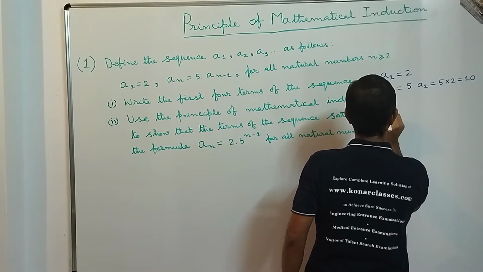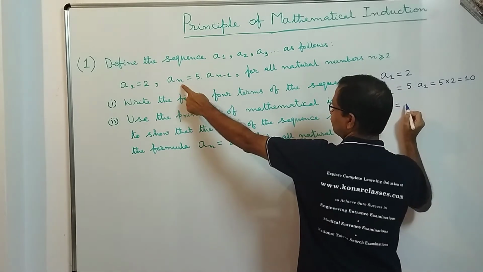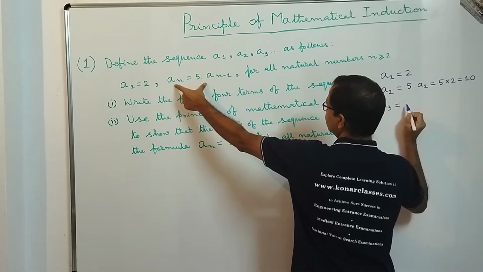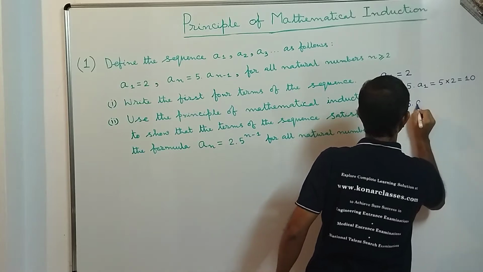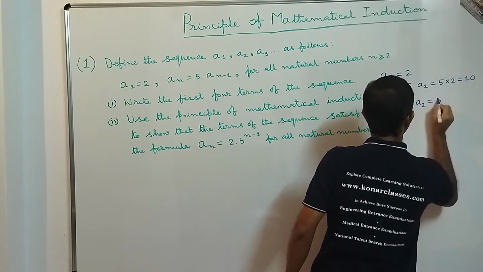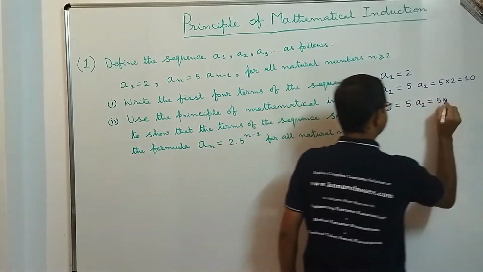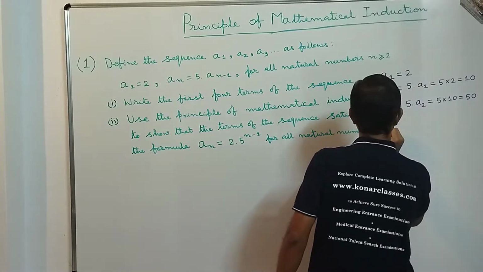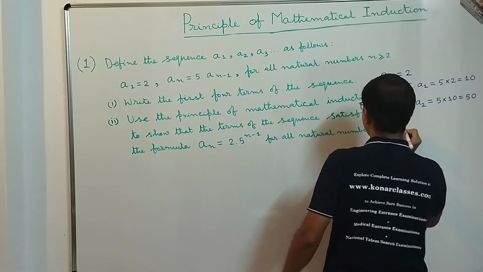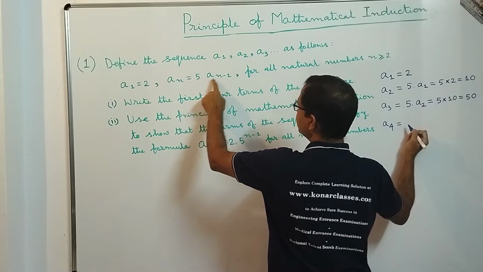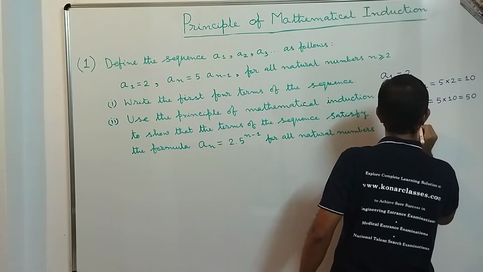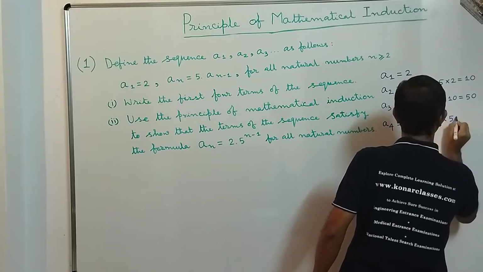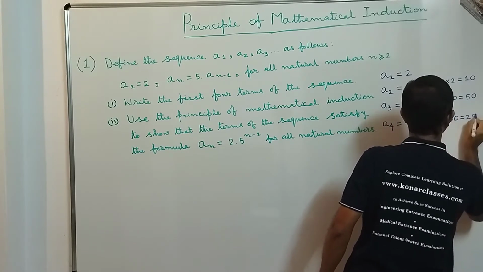What is the value of A3, dear students? A3 should be equal to 5 into A(3 minus 1), that means A2. So A3 is 5 into A2. What is the value of A2? It is 10. So we get 5 into 10, that is equal to 50. Now we get the value of A4. A4 is equal to what, dear students? 5 into A3. A3 is 50, so that is equal to 250.